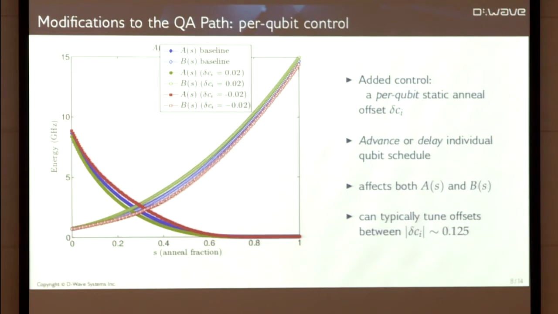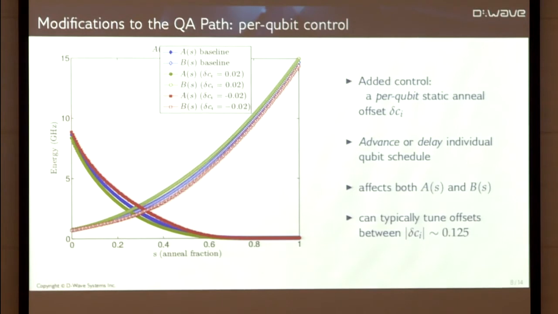So typically with current hardware, we can offset about roughly 10%. So in this case, for our processors, about 12.5% of the total annealing path from this annealing bias from 0 to 1. So this gives us quite a bit of dynamic range and control for this delay knob.